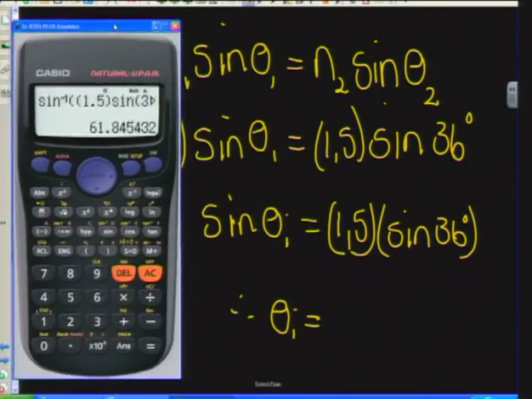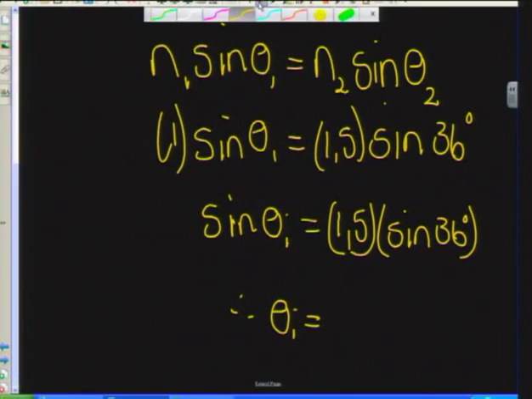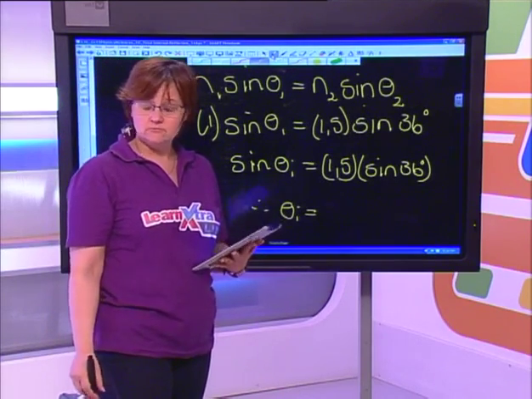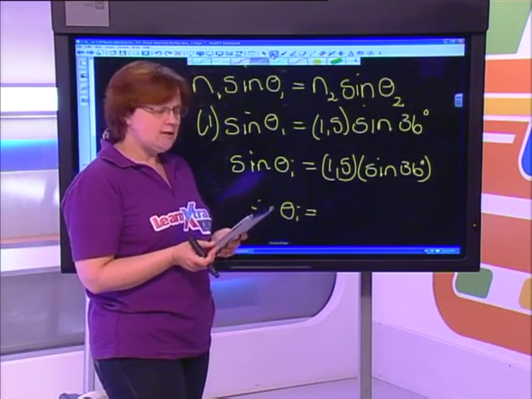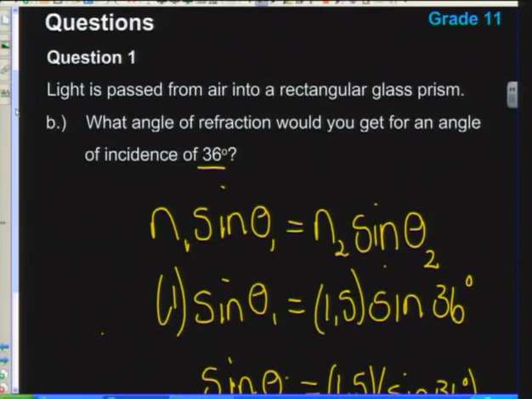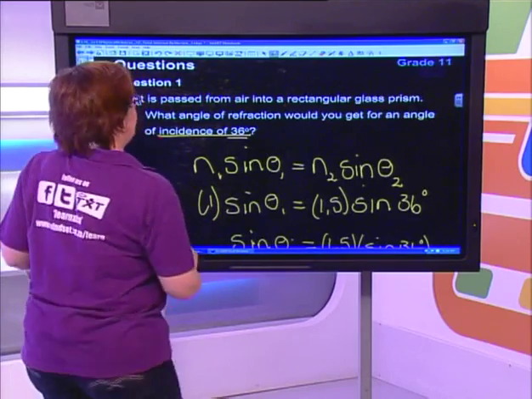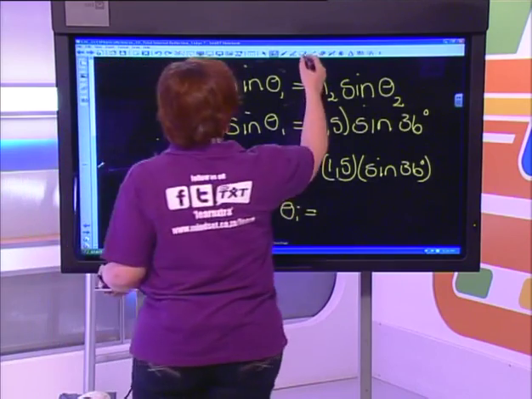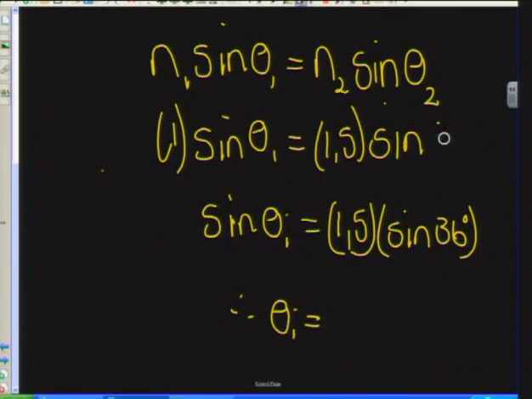I'm hoping there's someone watching the show right now who's going, Tracy, maybe you should read the question. Because now I'm looking at my notes and going, I didn't get that answer. If we look at the question, what did I do wrong? The angle of incidence is 36 degrees, not the angle of refraction. I was thinking that's a very strange angle of refraction, it was way too big. So that is incorrect.